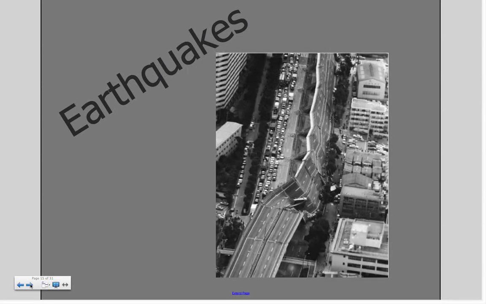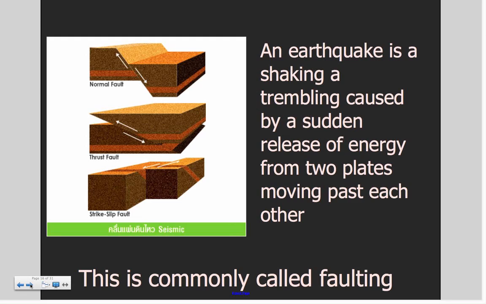So let's look at earthquakes. Yes, these are really real pictures. They're not doctored or changed into anything. So this is a freeway, and you can see that the freeway kind of all tilted to the right. So let's look at some pictures.